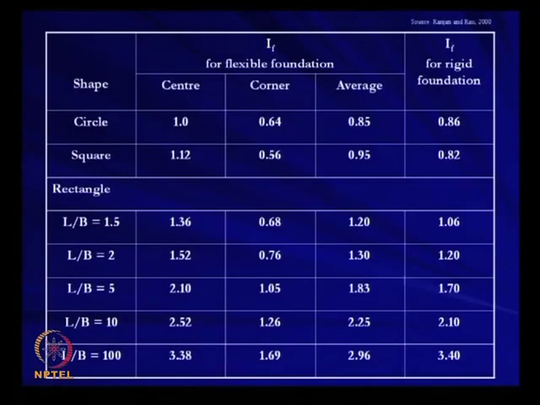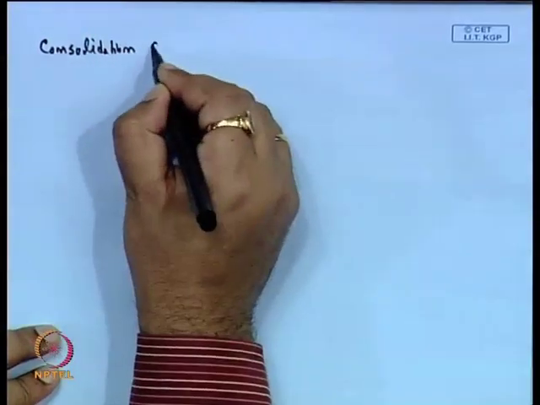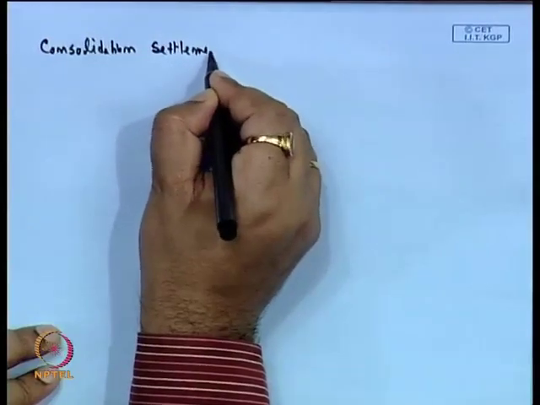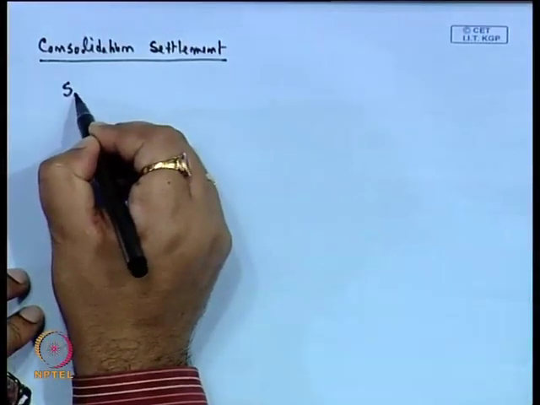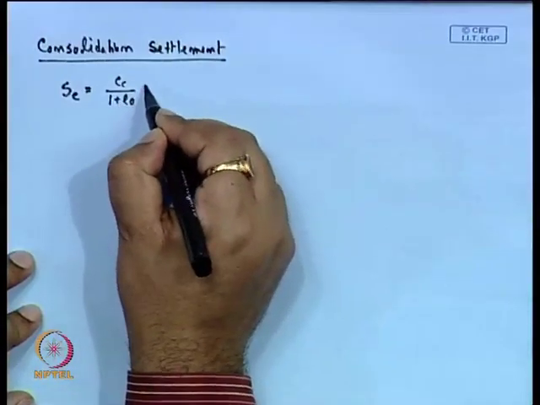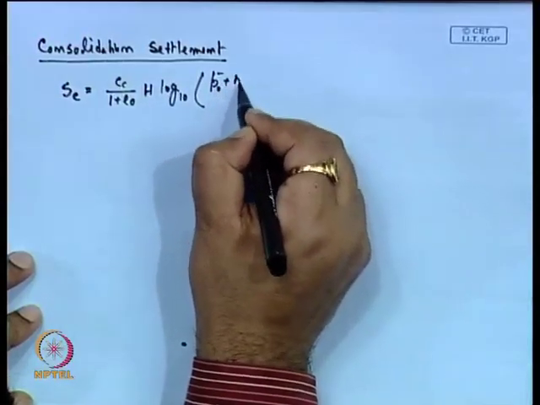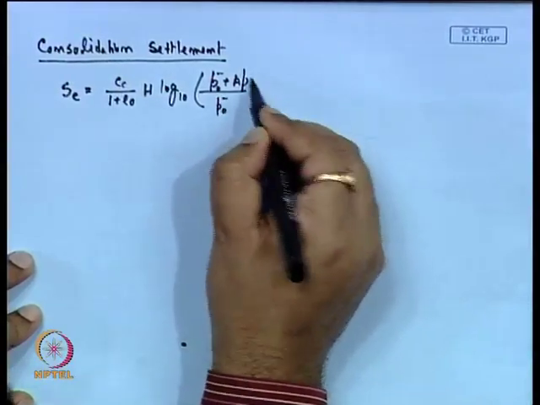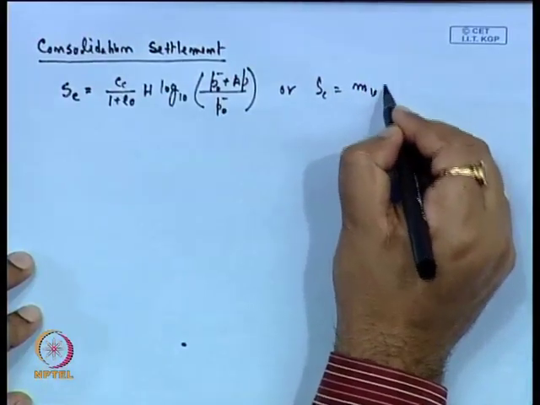Now, next we will go for the consolidation settlement calculation, how to calculate the consolidation settlement. In the first class I explained how to calculate this. So, it is Sc equal to Cc by 1 plus e0 into h, where h is the thickness of the layer, into log of (p0 bar plus del p) by p0 bar, or we can calculate Sc equal to mv into h into del p.